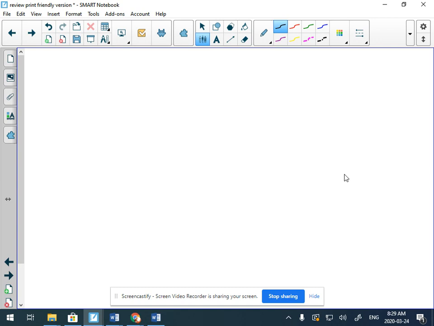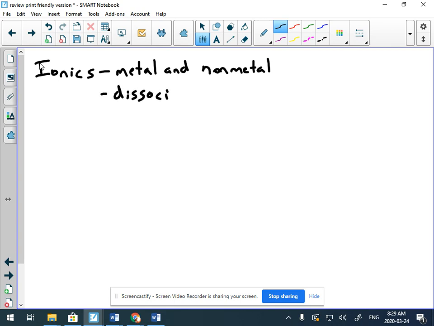So remember, there are about 5 different types of entities that could be in solution. The first ones are ionics. And remember, those have a metal and a non-metal. These dissociate. They break up if soluble. So you have to use your solubility chart.